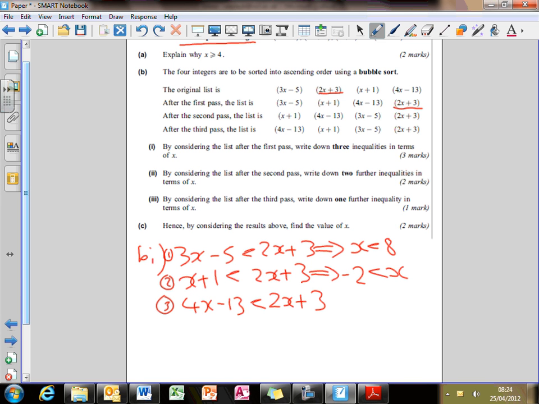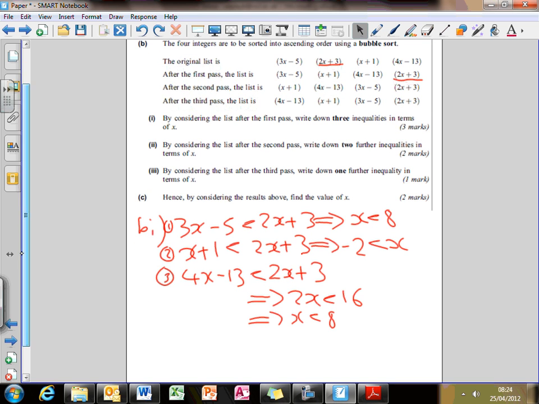You knew that anyway. This one here, I'll do it in 2 steps. Take away 2x from both sides, add 13 to both sides. So 2x is less than 16, which means x is less than 8. Okay. No extra information gained. Right, let's crack on. B part 2.